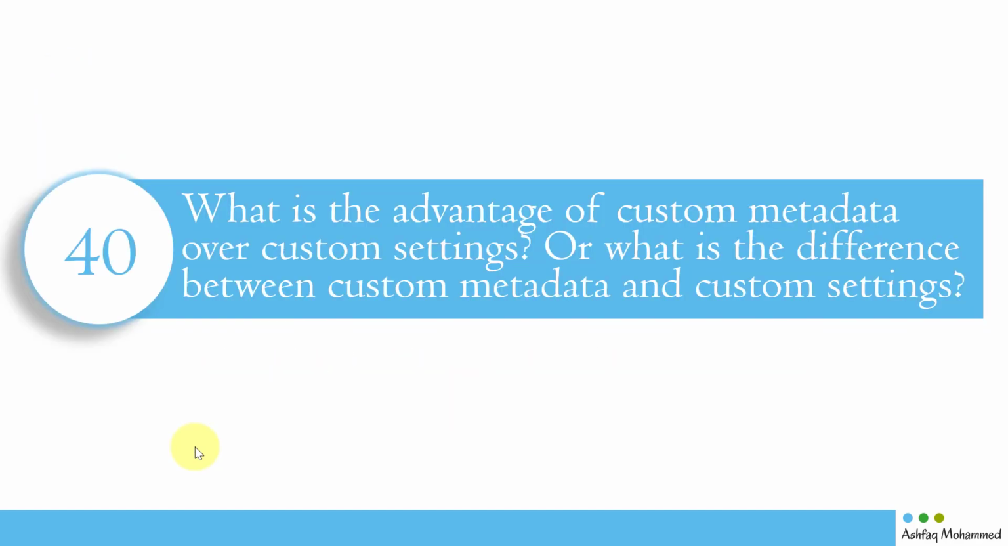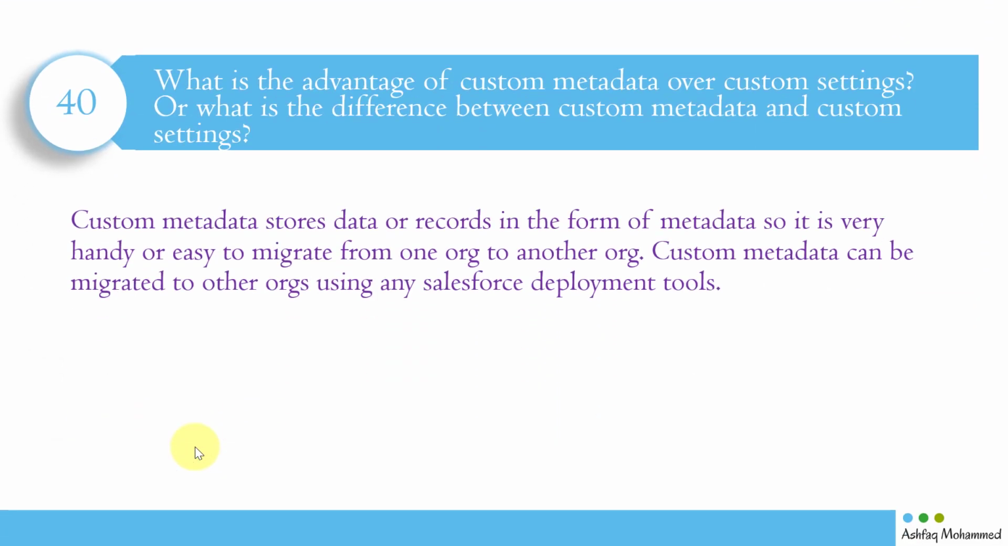Next question is, what is the advantage of custom metadata over custom settings? Or what is the difference between custom metadata and custom settings? I think I've explained this already. Custom metadata stores data or records in the form of metadata. So it is very easy and handy to migrate from one org to another org, right? Custom metadata can be migrated to other orgs using any Salesforce deployment tool, okay?